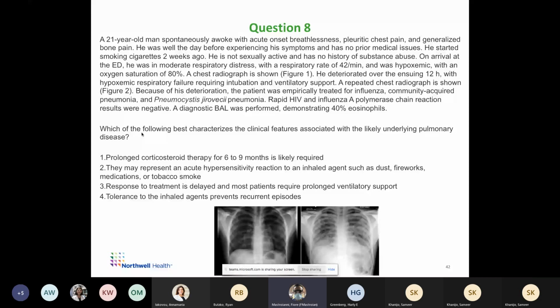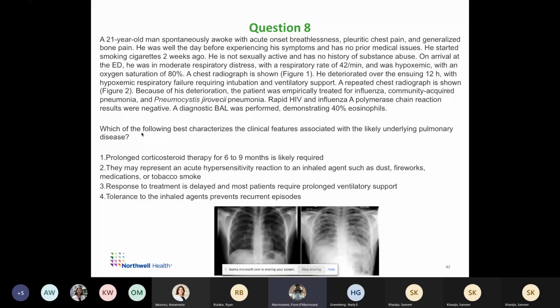Anyone want to give this a guess? This is sort of like the first question that we had. This is acute eosinophilic pneumonia, it looks like. Right. It's a first-time smoker, I guess. And this usually resolves pretty quickly. So I guess 2. Right. It's always nice to have the longest, most complex answer, but you're right.